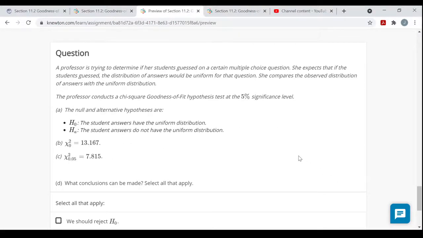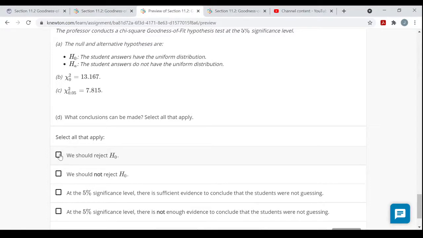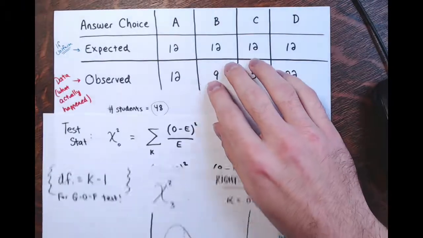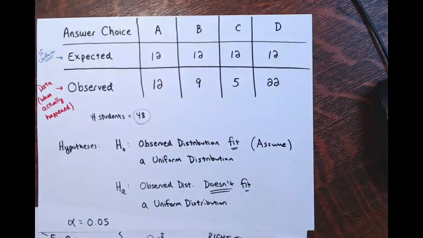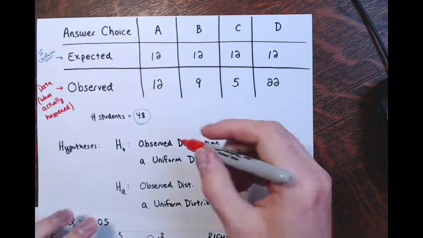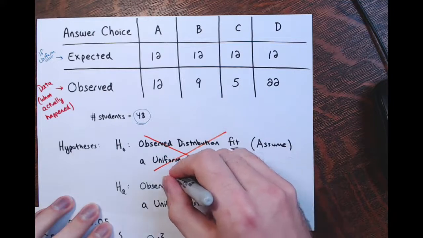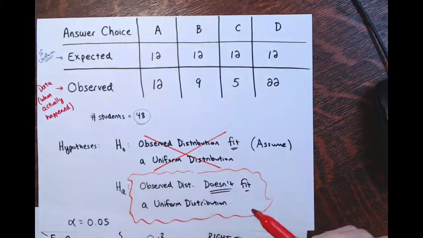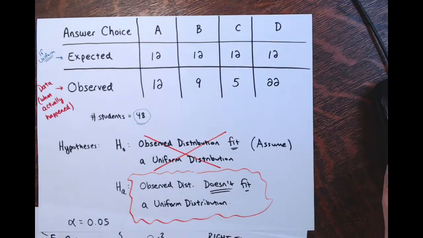Then our decision: we reject the null hypothesis, because our test statistic is definitely beyond this critical value. Going back to my hypotheses, the null was that the observed distribution fits a uniform. We are rejecting this, meaning we're supporting the alternative. So we conclude that the evidence shows us at the 5% significance level that the observed distribution doesn't fit, is too significantly far away from a uniform distribution.